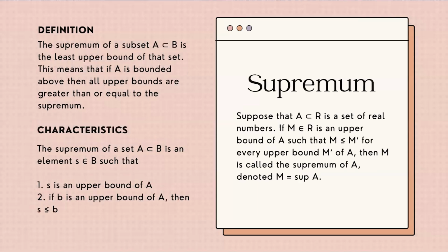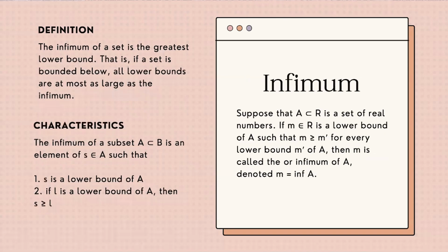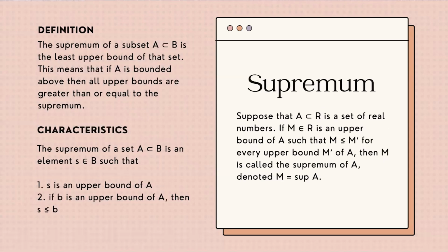On the other side, we have the supremum. By definition, the supremum of a subset A, a subset of B, is the least upper bound of that set. Balikan natin si infimum. Infimum, again, is the greatest lower bound. Supremum is the least upper bound of that set. That means na if we have a set A and A is bounded above, then lahat po ng upper bounds, all our upper bounds, are greater than or equal to our supremum.